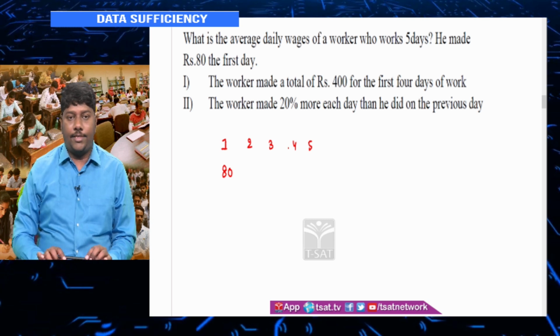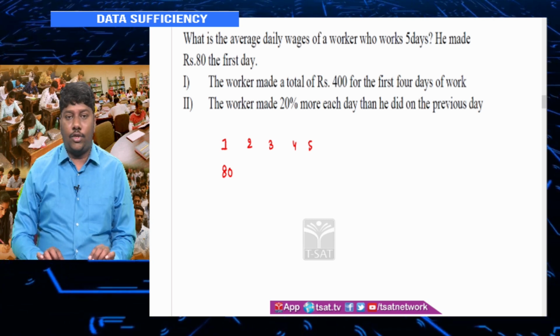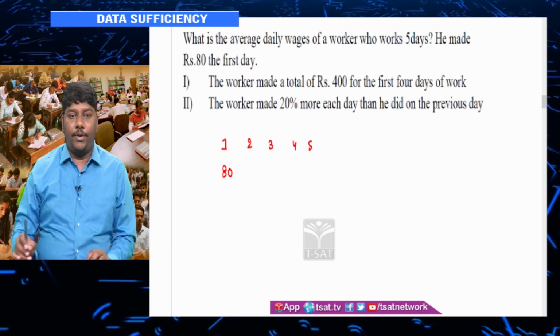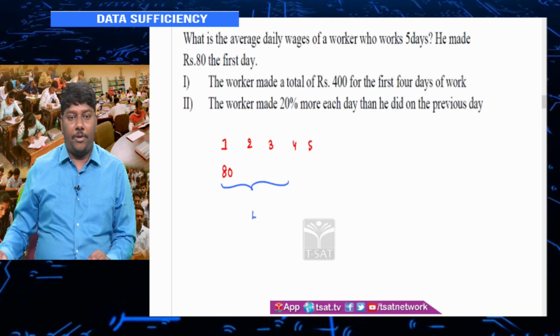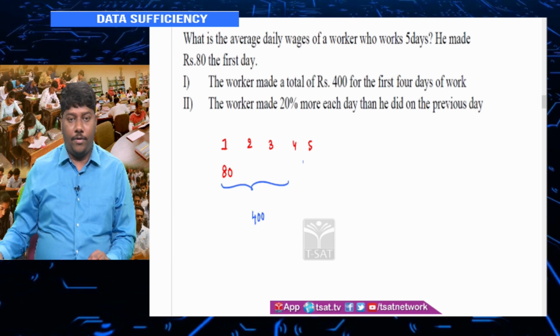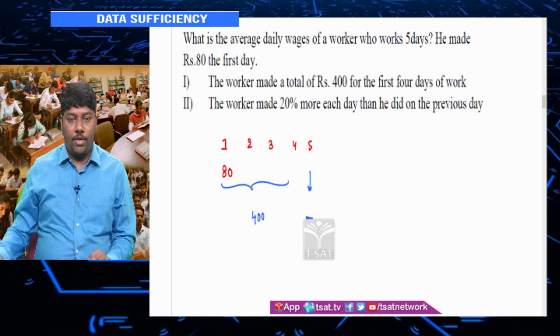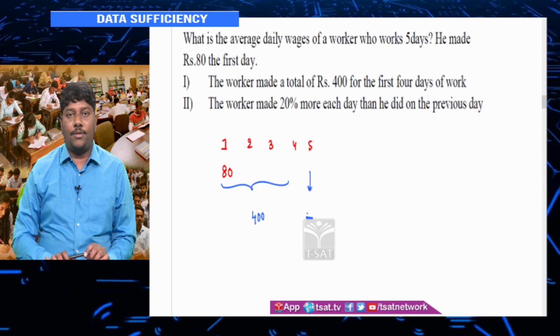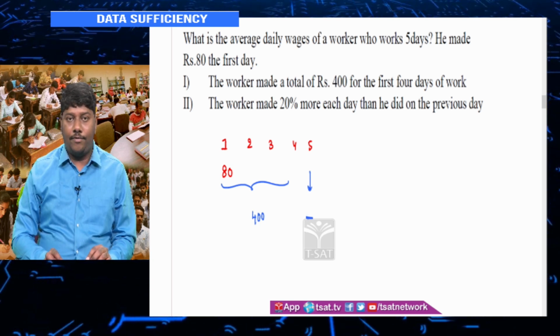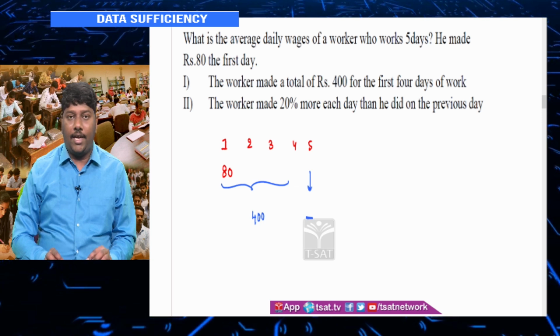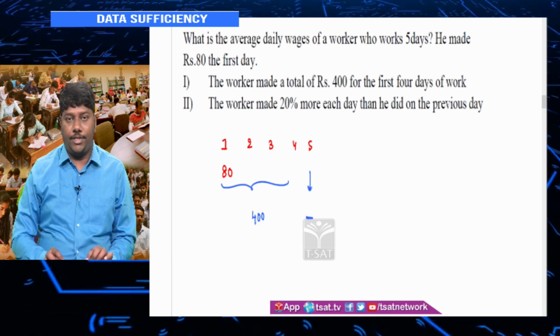Now, what does statement 1 say? Worker made a total of 400 for the first 4 days of work. First 4 days of work he made 400. Therefore, the fifth day we don't know, but in order to find out the total sum you should also know the fifth day. So, is it possible to find out the average without knowing the fifth day? We can't. So, 1 is not sufficient.